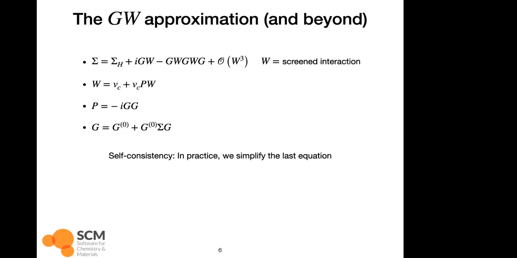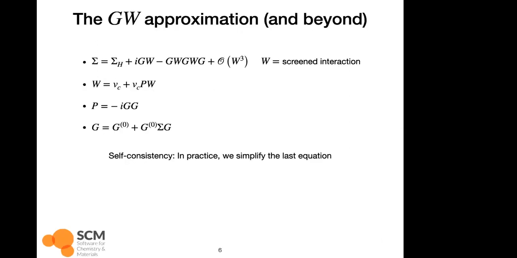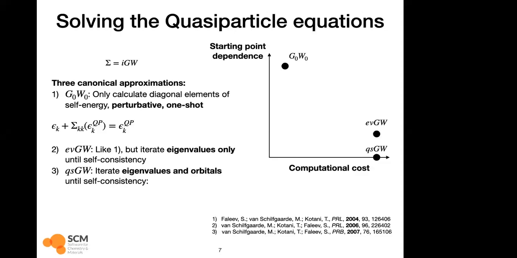And in practice, there are basically three flavors of GW which are used. The first one is G0W0. G0W0 basically says we only calculate the diagonal elements of the self-energy. That's very convenient because then we actually do not need to solve anything self-consistently anymore, right? The off-diagonal elements of the self-energy won't change, so they just stay at the DFT level. And we basically just calculate a perturbative correction to our first-order, typically DFT, energies, as you see in that equation there on the left.